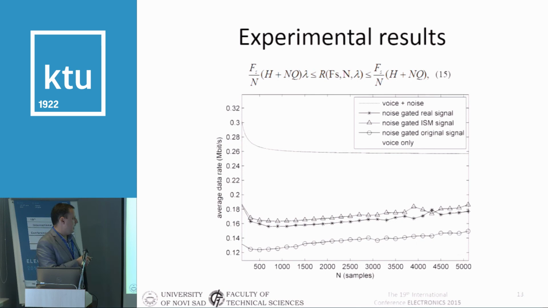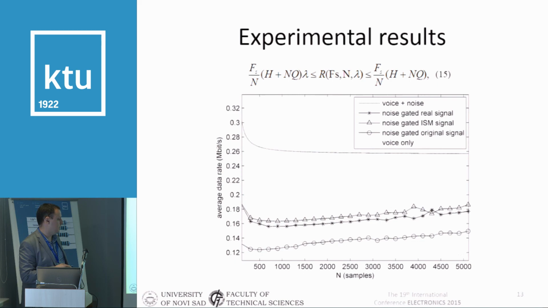And then we are trying to do noise gate with ESM and noise gate with a real signal captured in the room. And we can see that we are pretty much close. The differences are that we have not spent too much time on setting the proper absorption coefficients and this decay time. So we want just roughly to see whether this could be used for calculating the average data rates, and the correlation between these two curves is pretty much obvious.